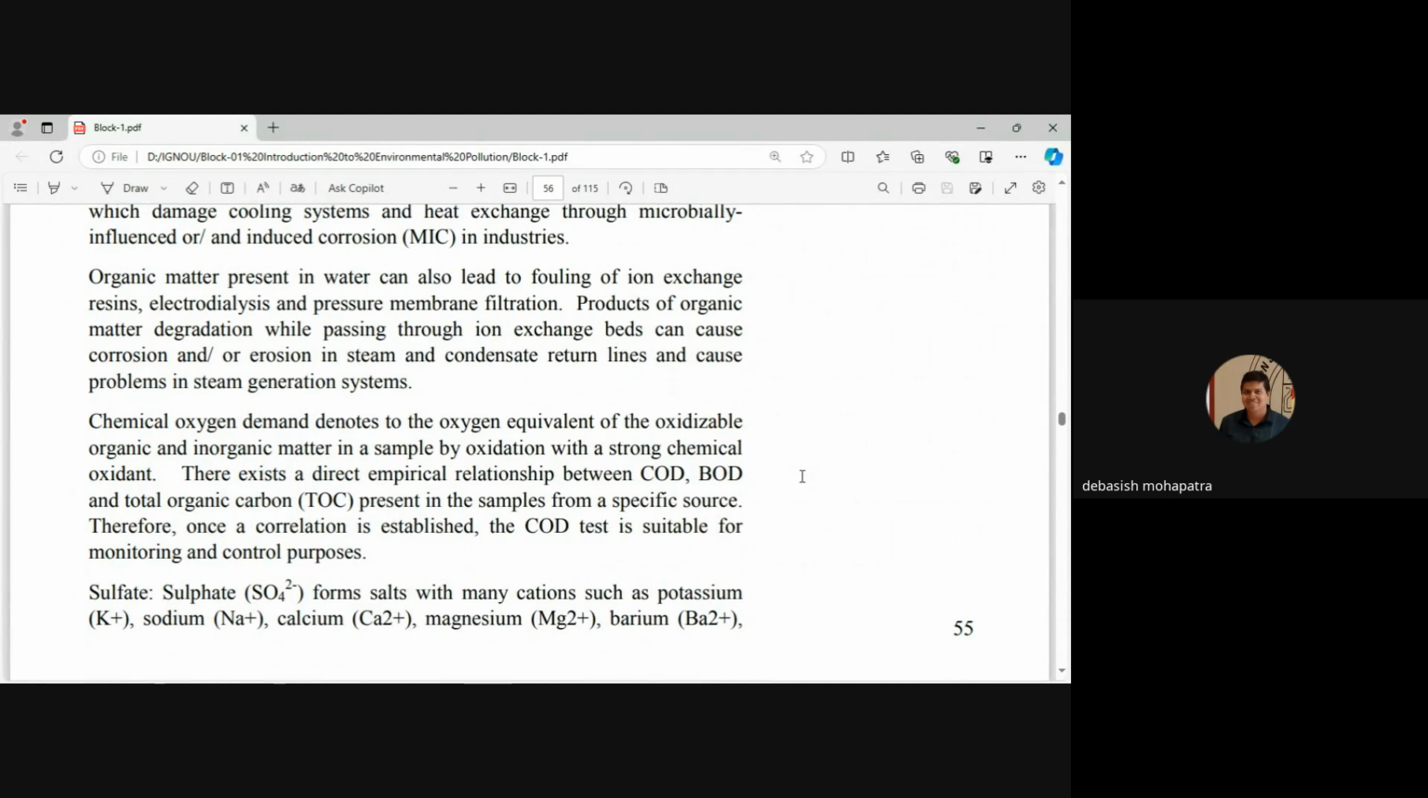Organic matter can also lead to fouling of ion exchange resins, electrodialysis, and pressure membrane filtration. The products of organic matter degradation, while passing through ion exchange beads, can cause corrosion and erosion in steam and condensate return lines and cause problems in the steam region. Chemical oxygen demand denotes the oxygen equivalent of the oxidizable organic and inorganic matter in a sample by oxidation with strong chemical oxidants. There exists a direct empirical relationship between COD, BOD and total organic carbon present in the sample.